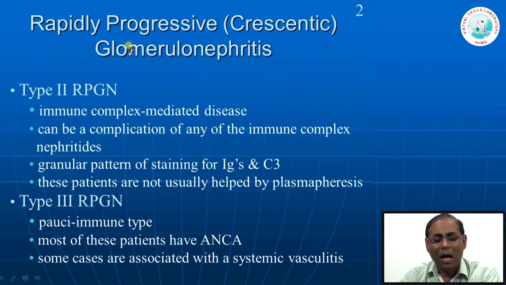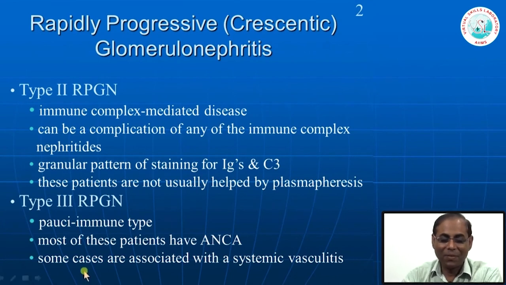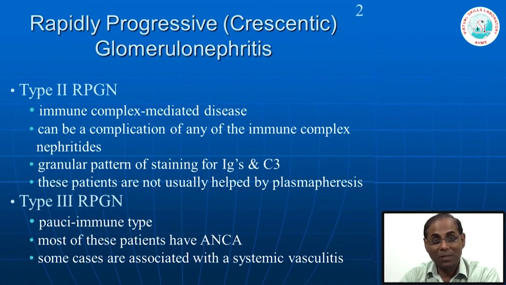The term RPGN, synonymous with rapidly progressive crescentic glomerulonephritis, is not favored much, but as the nephrology and clinical books still say this, for general appreciation I am mentioning RPGN, which indicates crescentic glomerulonephritis. Now, type 3 RPGN or crescentic glomerulonephritis, this is the pauci-immune type. If you do immunofluorescence microscopy, you do not see significant immune complex deposit, and most of these patients have ANCA.